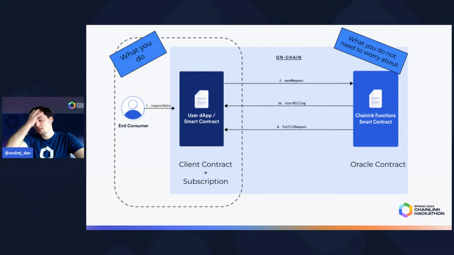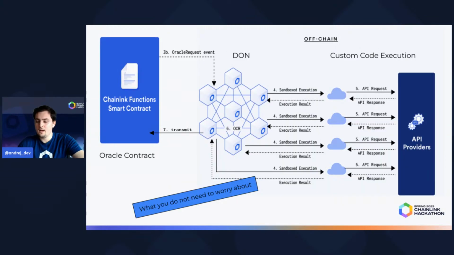You can call this request function using, obviously, an externally owned account or your wallet, or you can even automate it using Chainlink Automation. On the right side of the screen, there is something called the Chainlink Functions Smart Contract, which is an oracle contract that can communicate with the DON. So this is the on-chain contract which communicates with the decentralized oracle network. I just cropped this architecture diagram into two slides. So we stopped with the Chainlink Functions Smart Contract.